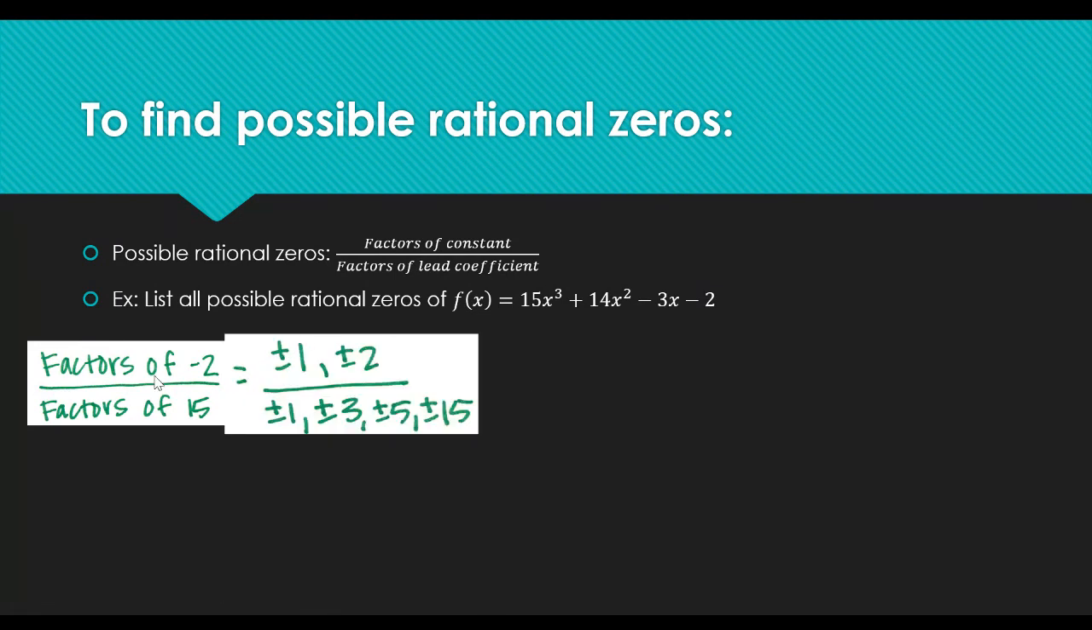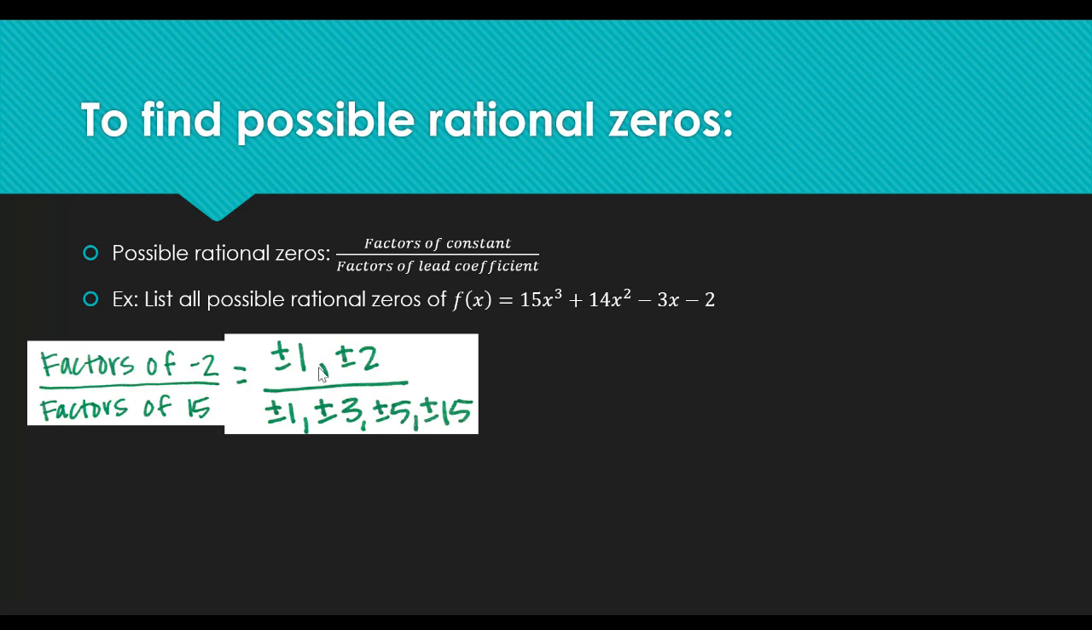So what multiplies to make negative 2? Well, you could do negative 1 times 2 or 1 times negative 2. So we just put plus or minuses on everything. What multiplies to make 15? Well, 1 or 3 or 5 or 15. But I could have like negative 1 times negative 15. So we just put plus or minuses on everything.